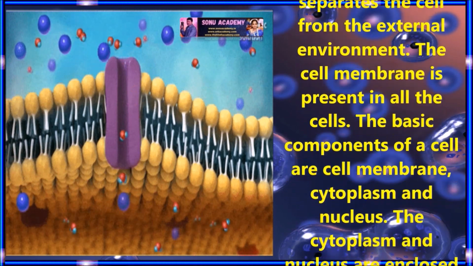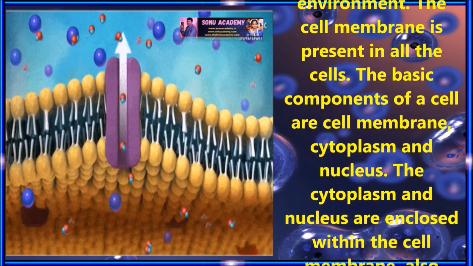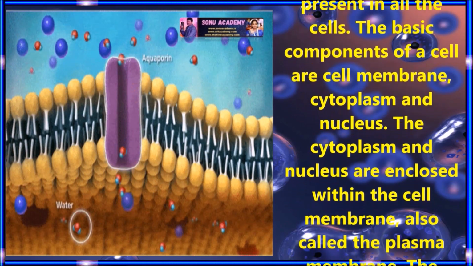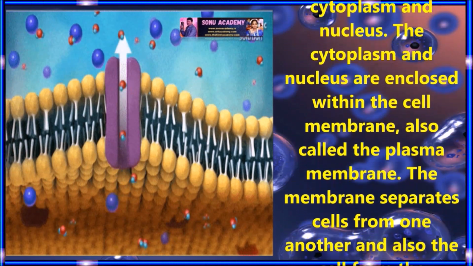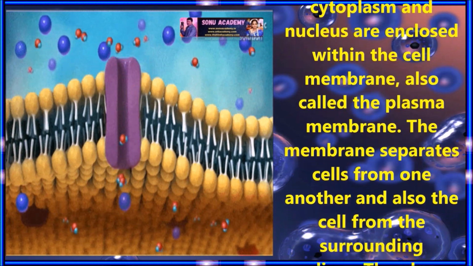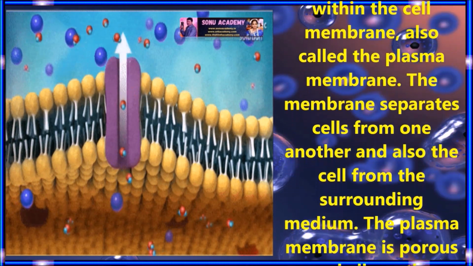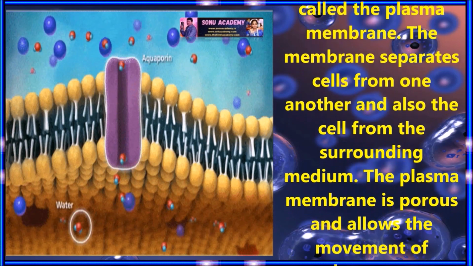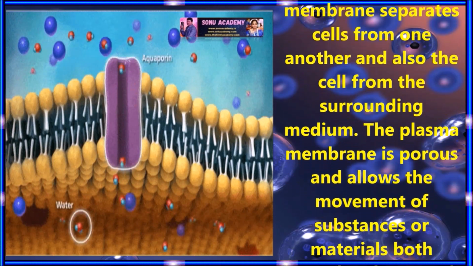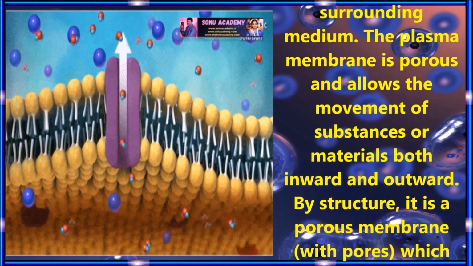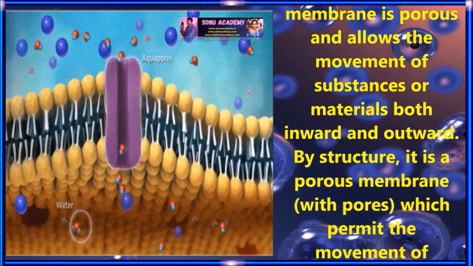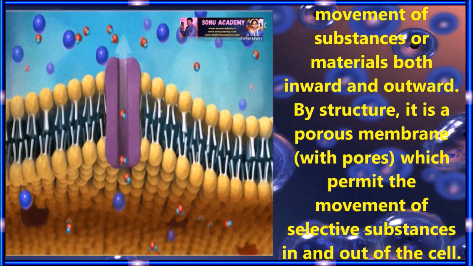The basic components of a cell are cell membrane, cytoplasm and nucleus. The cytoplasm and nucleus are enclosed within the cell membrane, also called the plasma membrane. The membrane separates cells from one another and also the cell from the surrounding medium. The plasma membrane is porous and allows the movement of substance or material both inward and outward.